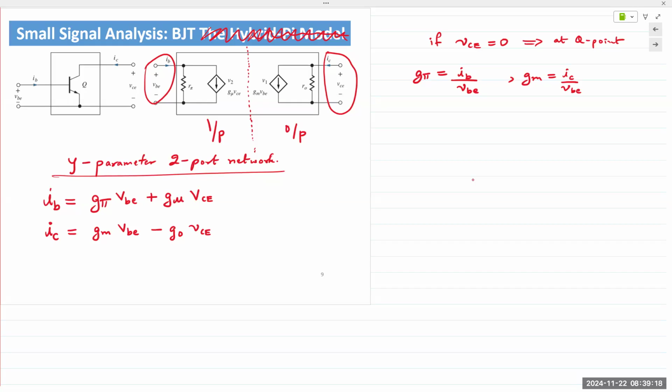What do these two terms mean? They are both from the input side, but one of them is the ratio of the input current and the input voltage. The other one is the output current and the input voltage. The first one is showing you the input conductance. The other one is the transconductance. How is the input being transferred to the output? Okay, so transconductance, GM, again, is an important parameter.